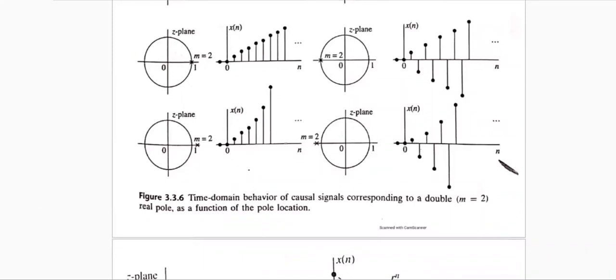Now, of course, you understand that if the pole is outside the unit circle, for which kind of signal?